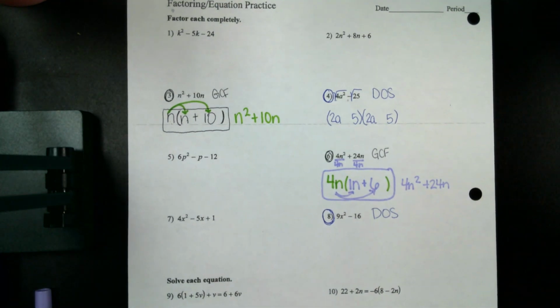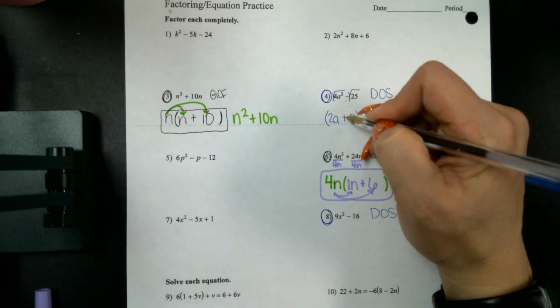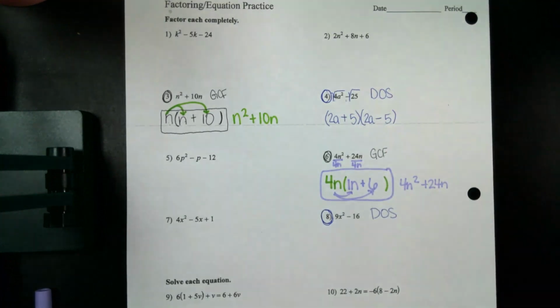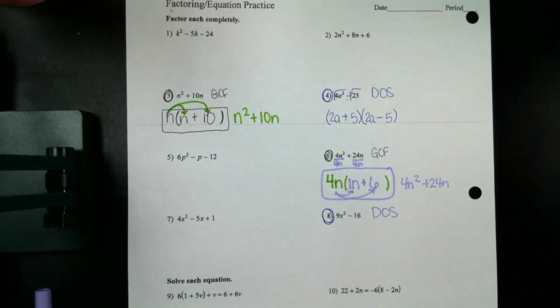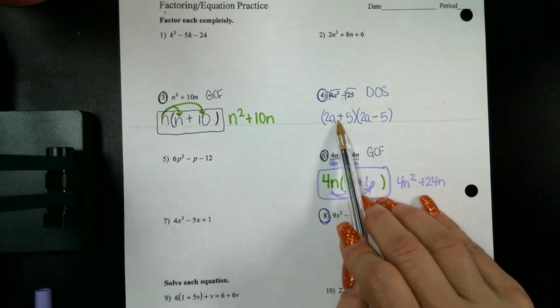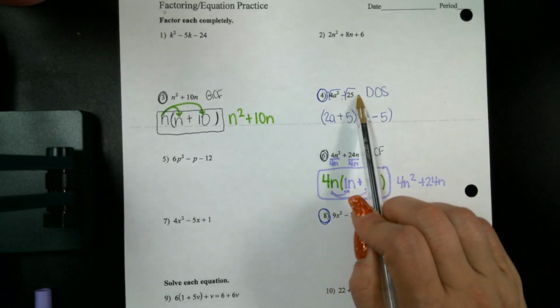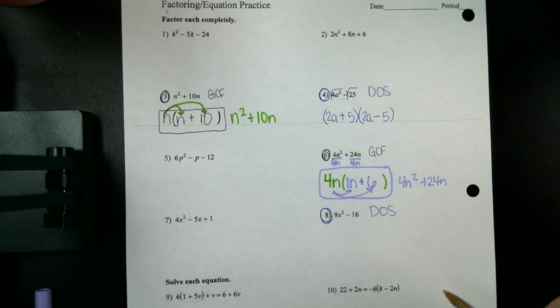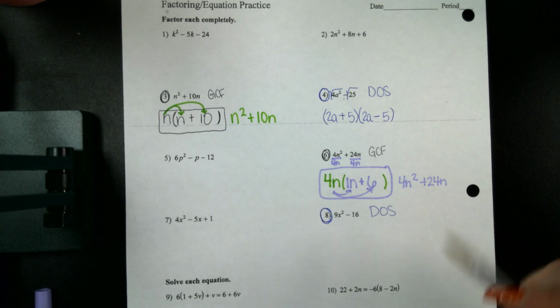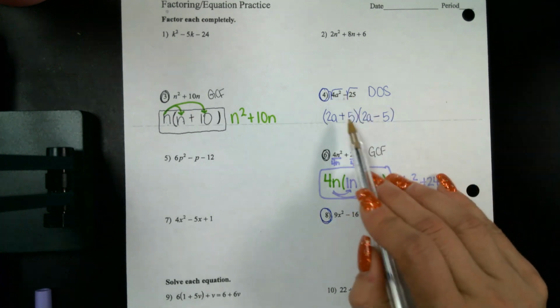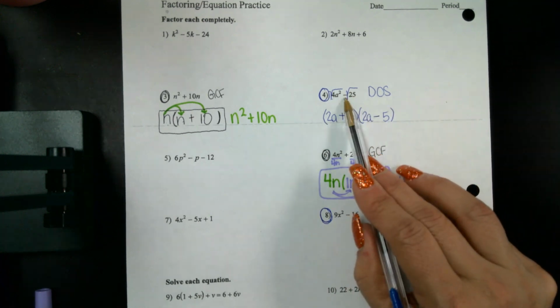What's the only thing that is different between the two sets of parentheses? One's addition and one is subtraction. If you take a positive 5 times a negative 5, that's the only way you'll get a negative 25, right? So that's how I know that they have to be one of each. You can't have two positives because then this would have been a plus sign. You can't have two negatives because that would be a plus sign.